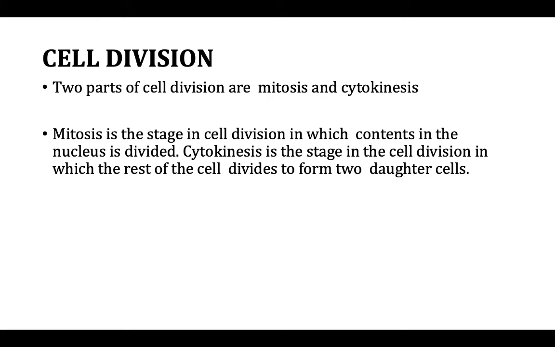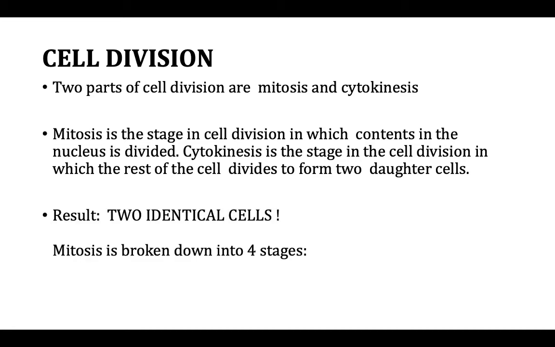Cytokinesis is the stage where the cell itself, so including the cytoplasm, separates into two. So let me just clarify, I think I misspoke earlier. Mitosis is when the nucleus is divided, just the nucleus. So by the end of mitosis, you should have two nuclei. And cytokinesis is when you'll eventually end up as two different cells. So the cytoplasm and everything else around the nucleus is also separating. The result of which, at the end of cytokinesis, you will have two identical cells.